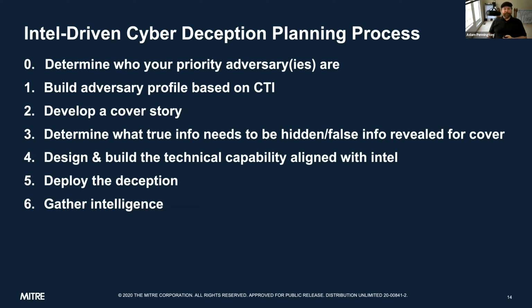before we work with intelligence on them. So once we've determined who our priorities are, we're going to build up an adversary profile based on threat intelligence. We're going to develop a cover story that we're going to be telling to that adversary. We're going to determine what information needs to be hidden and revealed to the adversary to reinforce that cover. Then we get to the point where we can actually design and build out that technical capability, deploy it, gather intelligence, and then use that intelligence to reinforce and start over again.